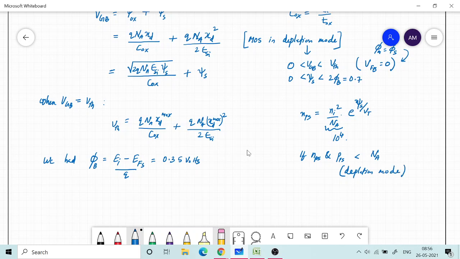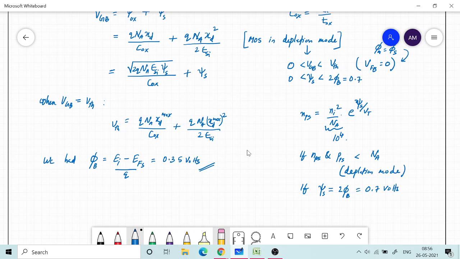Okay, so this is true only in depletion mode. Now, if our psi s is equal to 2 phi B, that means 0.7 volt. Okay, because our phi B is basically 0.35, 2 times that is 0.7 volt. So then what happens? We are going to get inversion, or the corresponding voltage at the gate is what we refer to as the threshold voltage, and beyond that point we are saying this expression here is not valid. So that's what I am trying to explain.